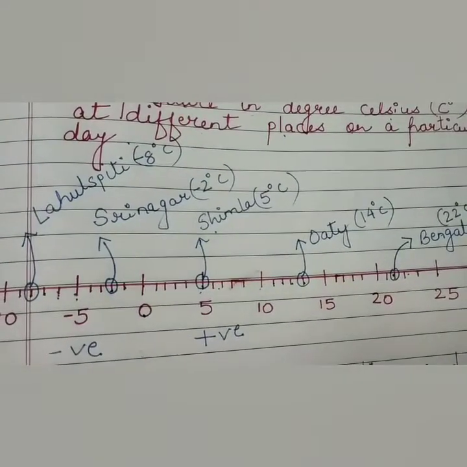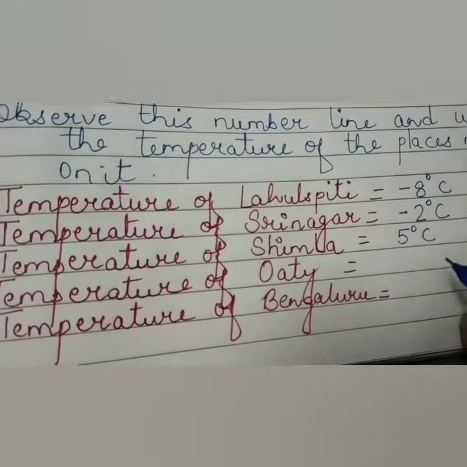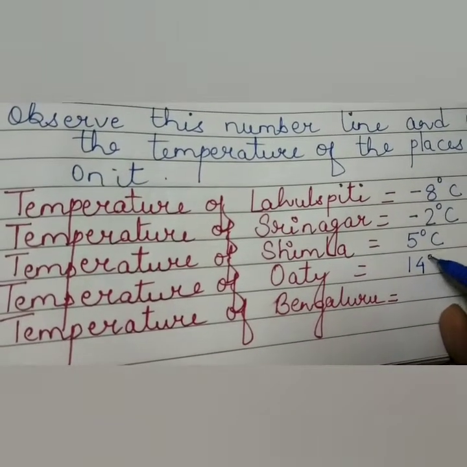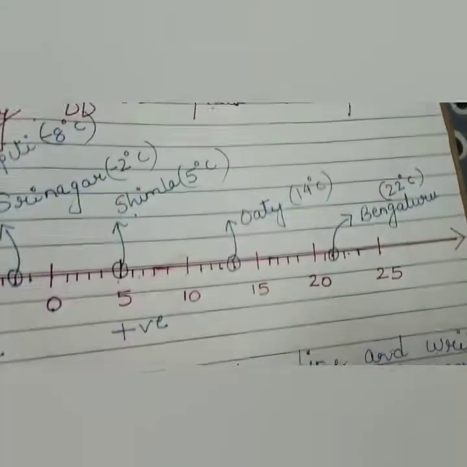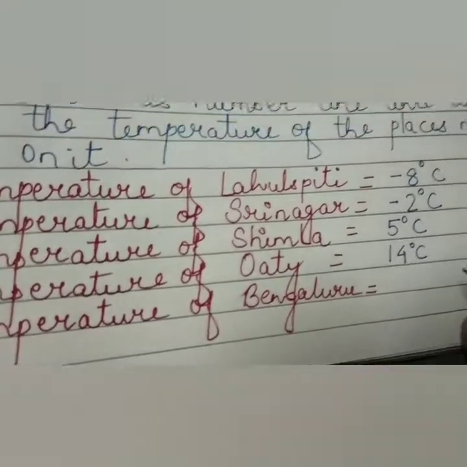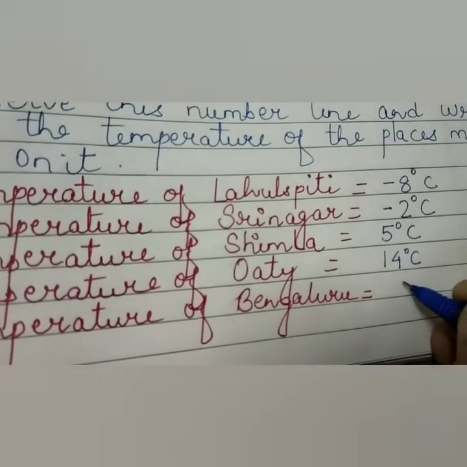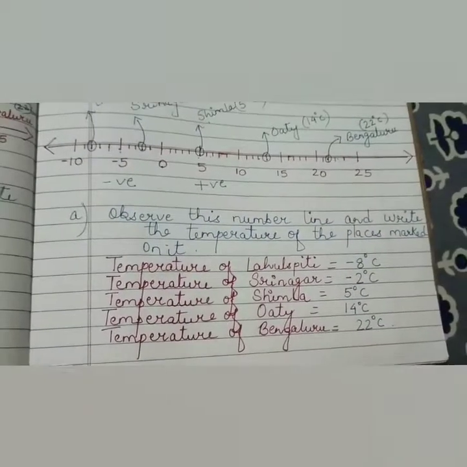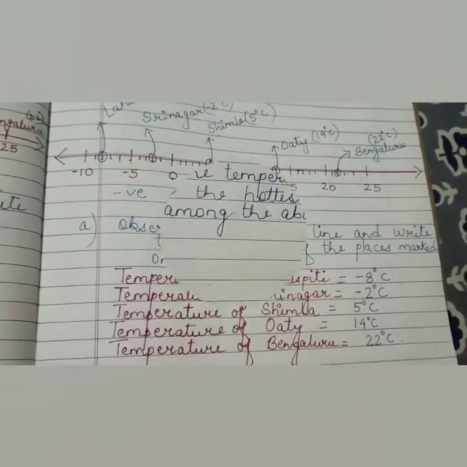Temperature of Ooty is what? 14 degrees Celsius. So we will write the temperature of Ooty is equal to 14 degrees Celsius. Then the temperature of Bangalore is 22 degrees Celsius. So we will write the temperature of Bangalore as 22 degrees Celsius. I hope you all have understood this part.